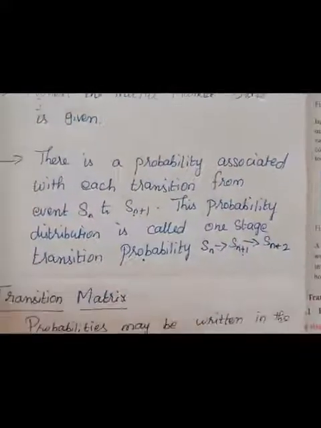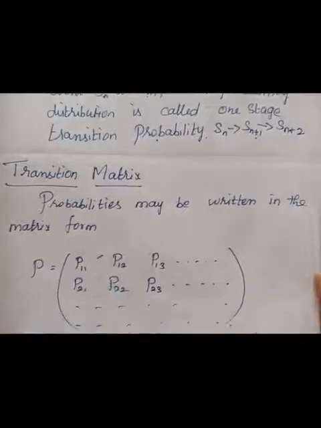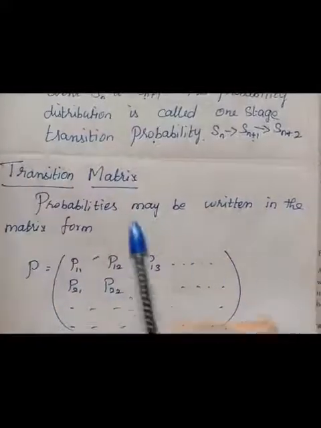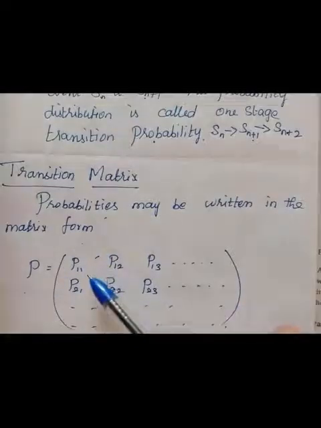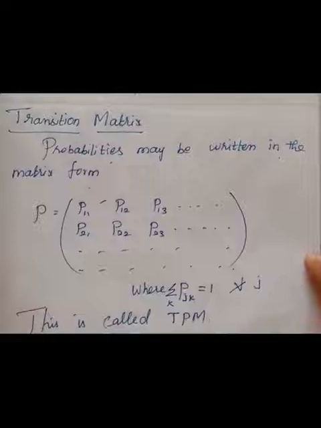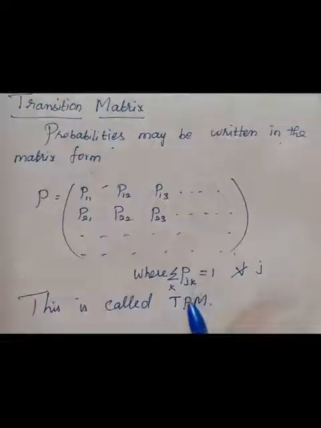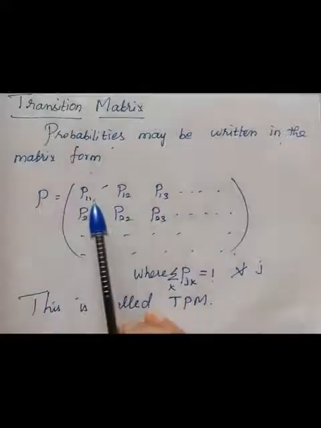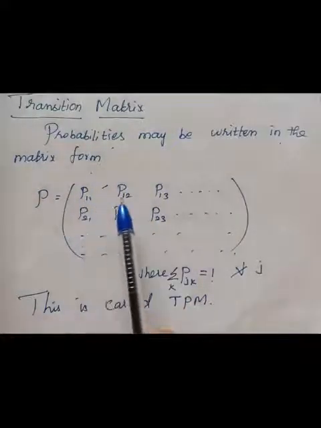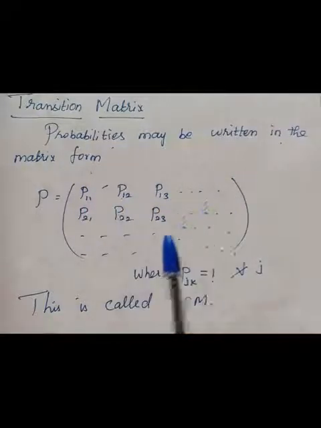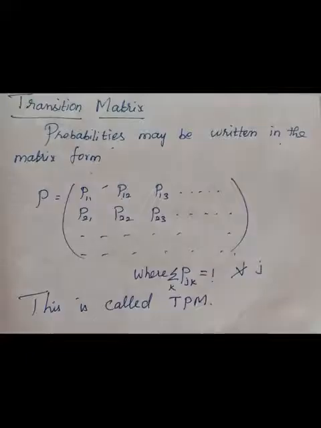Next, the transition matrix. The general form: probability may be written in matrix form, that is P equal to P11, P12, P13, like that. Here the condition is the summation of Pjk, where j means row and k means column, equals 1. That means we use a 2 by 2 matrix at most here. Adding these two elements, you should compulsorily get 1. This is called the TPM.